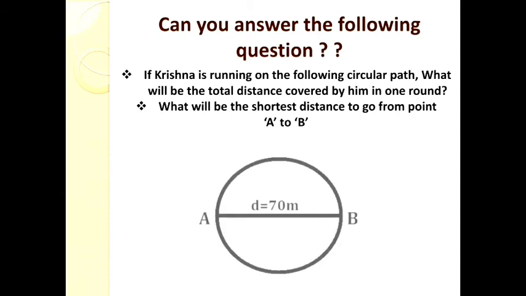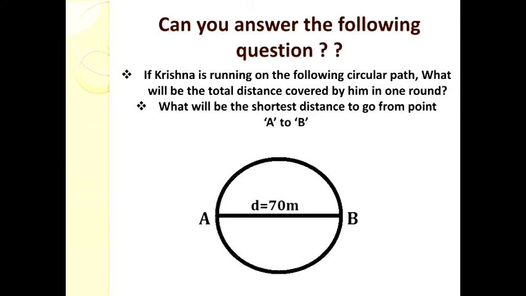Observe the following picture. There is a circular path, and if Krishna is running on the following circular path, what will be the total distance covered by him in one round? If you observe the diagram, you may see that diameter of that circular path is 70 meters. Krishna is running on that circular path.